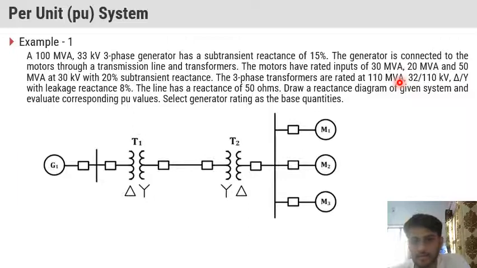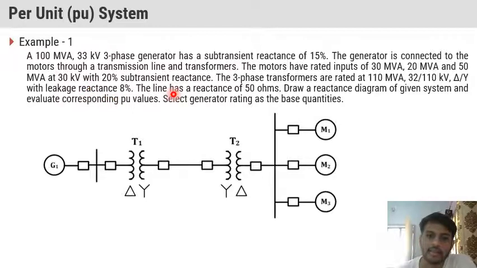So these are the transformer ratings: 110 MVA, with a voltage ratio of 32 by 110 kV. The type of winding is delta to star, so the primary has a delta winding and the secondary has a star winding. The leakage reactance of the transformer is 8 percent.